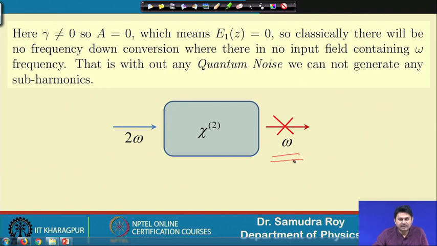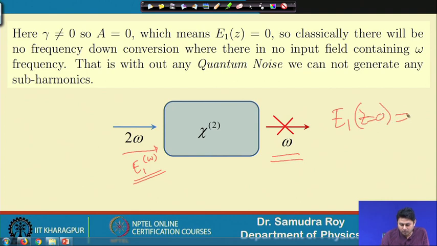So, classically we find that subharmonic generation is not possible unless we put some very tiny amount of electric field here with field omega. So, I need some amount of omega. So, the boundary condition E 1 at z equal to 0 should not be 0, that is the boundary condition we now put to generate some kind of subharmonic classically, but quantum mechanically we can see that some kind of quantum noise should be there. And because of this quantum noise, there is a possibility that we can generate subharmonic. So without any quantum noise, it is not possible to generate.